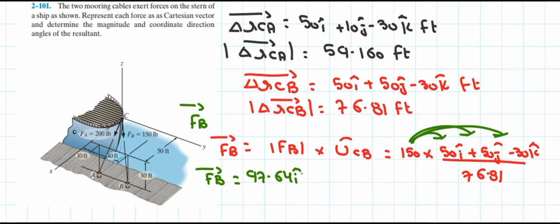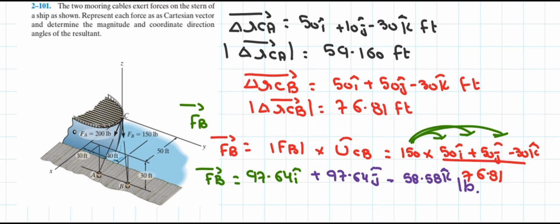I cap. Similarly, 150 into 50 divided by 76.81. So you will get positive 97.64 J cap. And lastly, 150 into negative 30 divided by 76.81. So you will get negative 58.58 k cap pound. This is basically the vectorial form of FB.